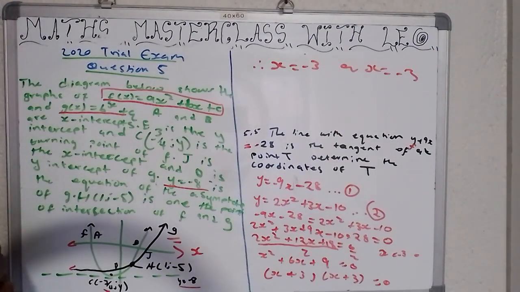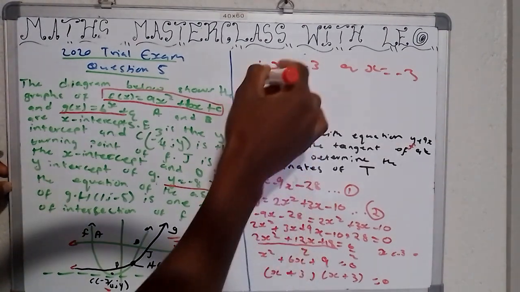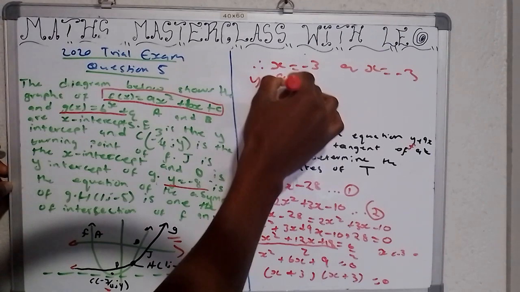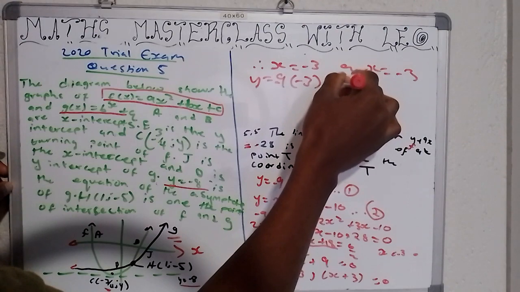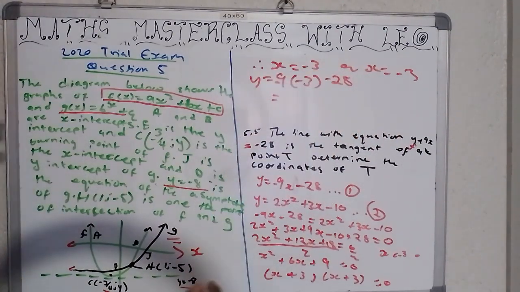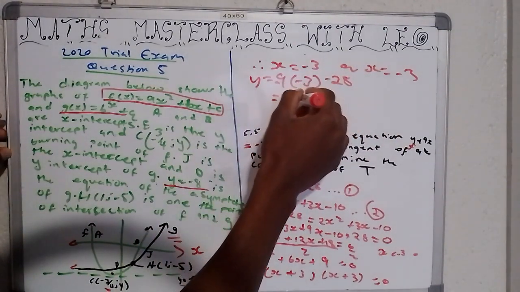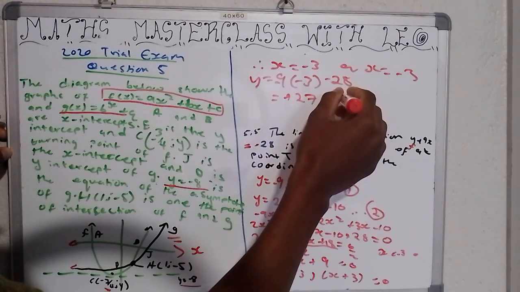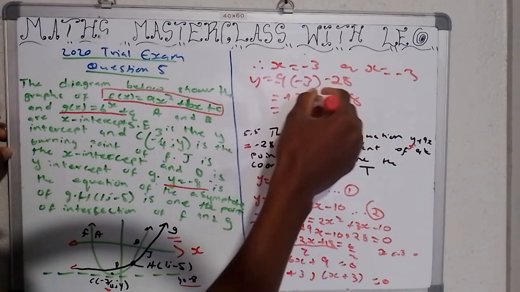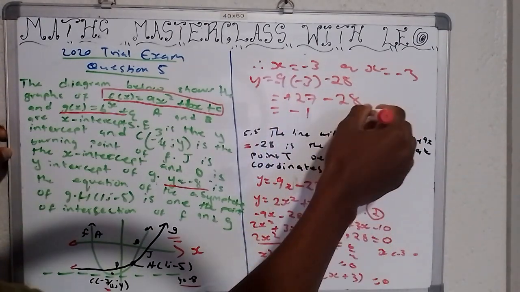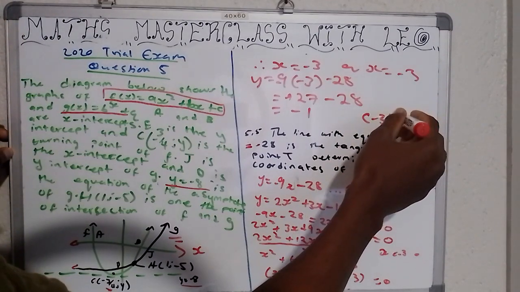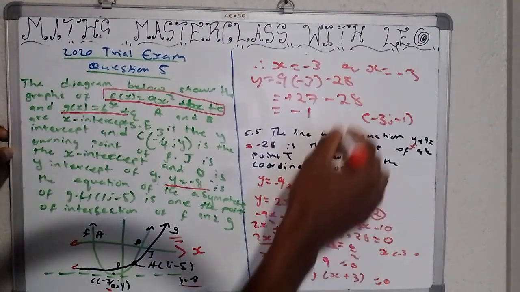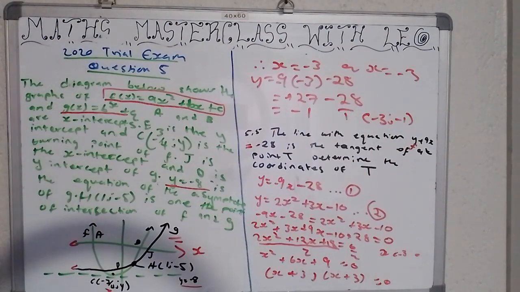Right? Then we need the y coordinate. We need the y coordinate. I'm just going to say y is equal to 9 into -3, minus 28. This will give me minus 27 plus 27 minus 28. This will give me y is -1. Therefore, my coordinates are x is -3, y is -1. These are the coordinates of t. I hope you understand.